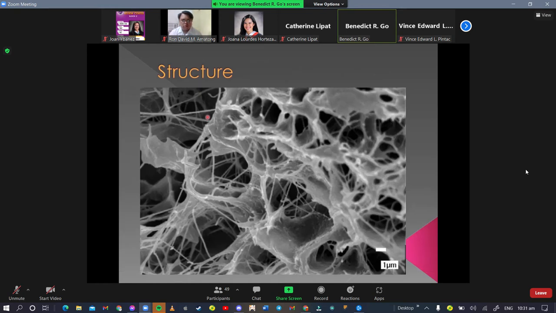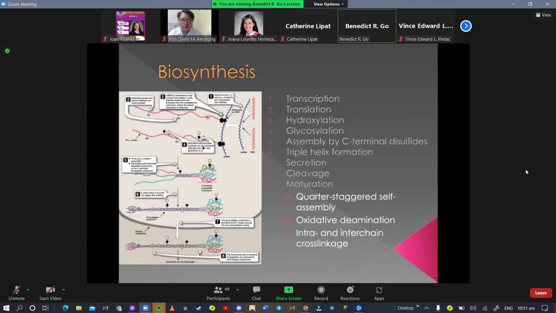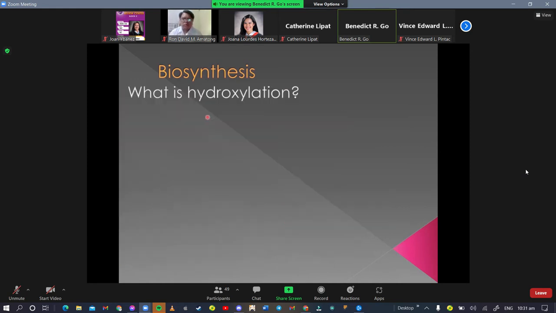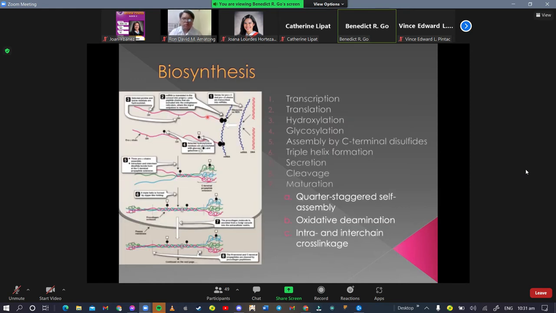This is my collagen as seen through an electron microscope. These are the steps in the biosynthesis of collagen. There are steps which occur intracellularly, and there are steps which occur extracellularly.